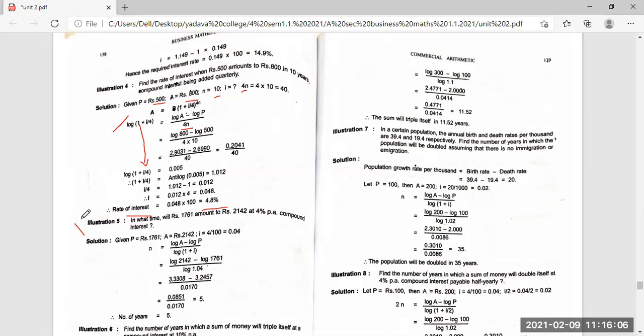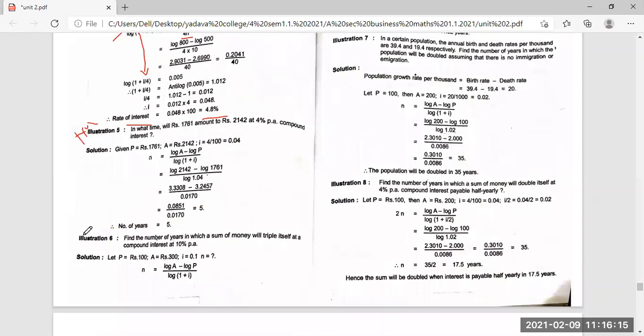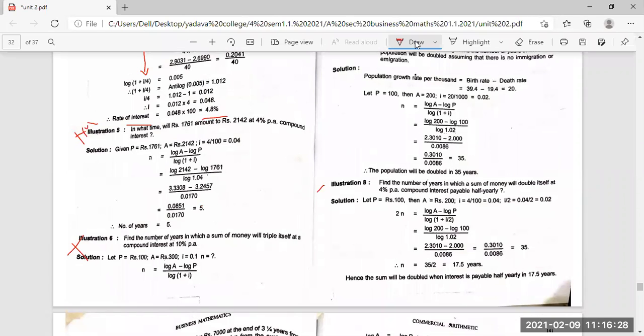So this is your homework problem, illustration 5. Illustration 5 is a homework problem, with the same procedures. Problem 4 will come the same way. Then 6 is also a homework problem. 5 and 6 are your homework problems. With this I finished it.